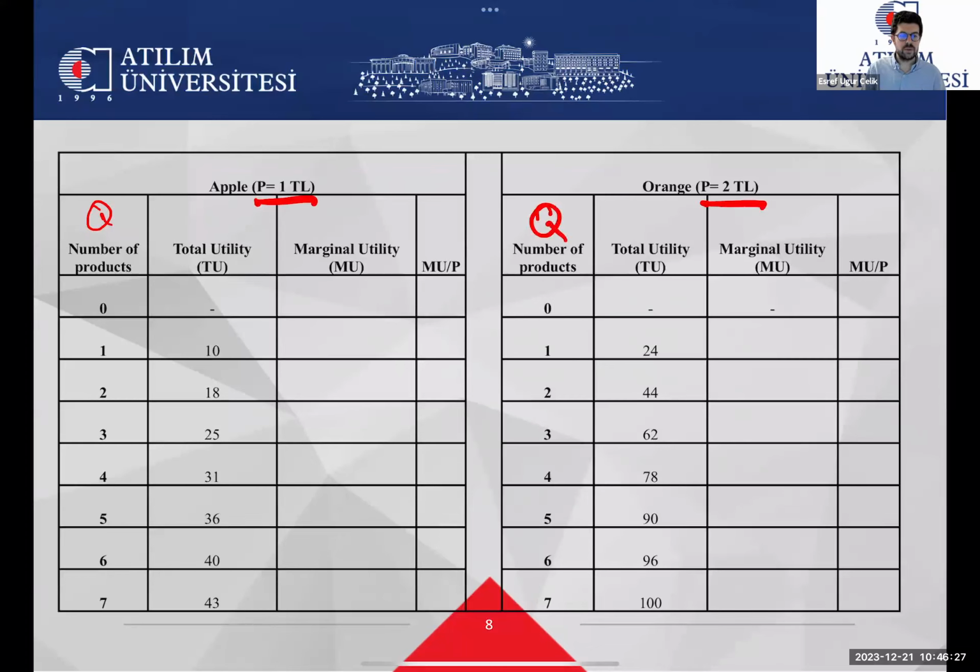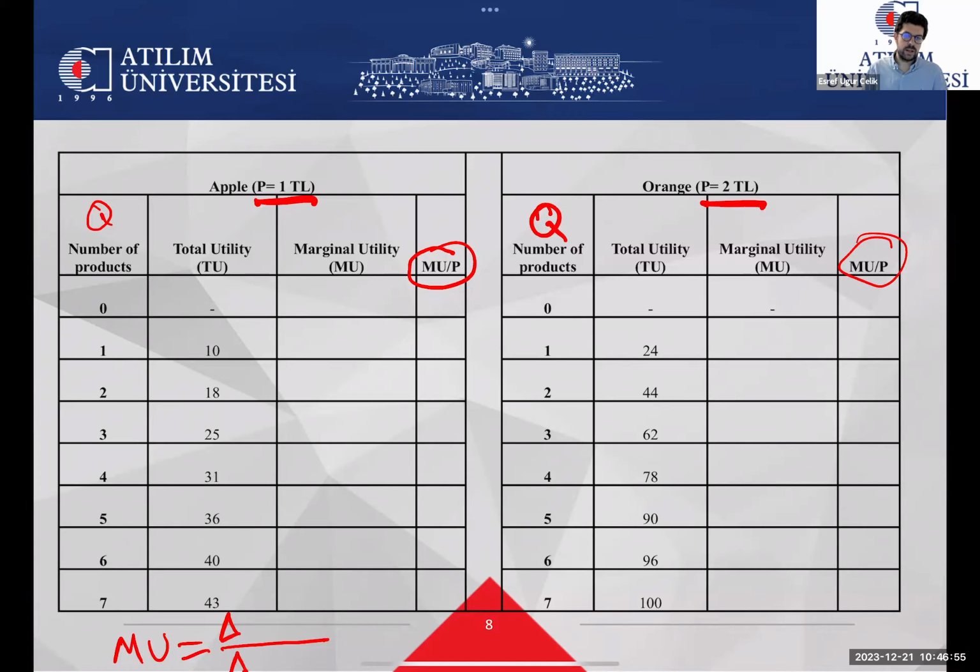The second column is total utility. The third, marginal utility. And the last one is marginal utility per price. Maybe I'm gonna give the marginal utility formula. Marginal utility is equal to... When you see marginal, you put delta in both parts.